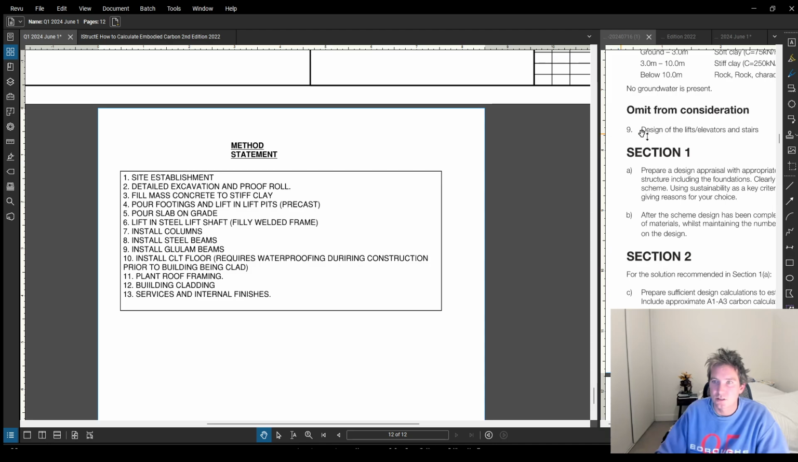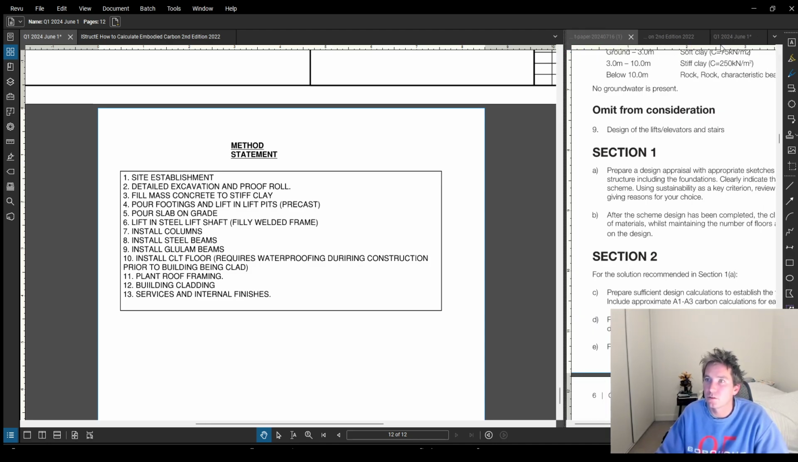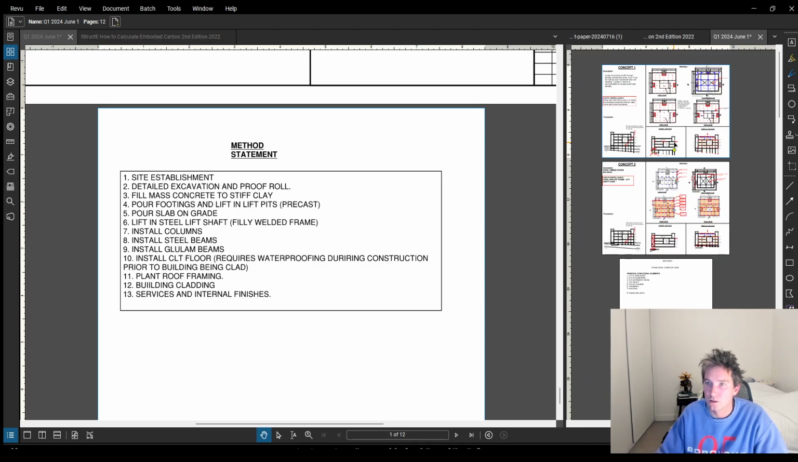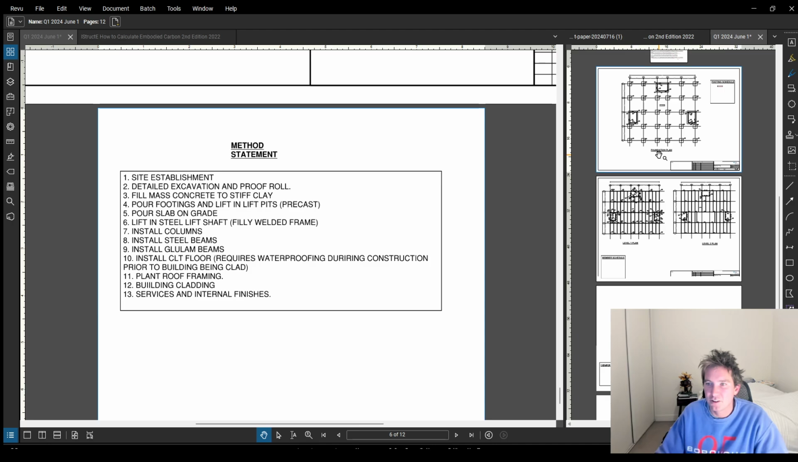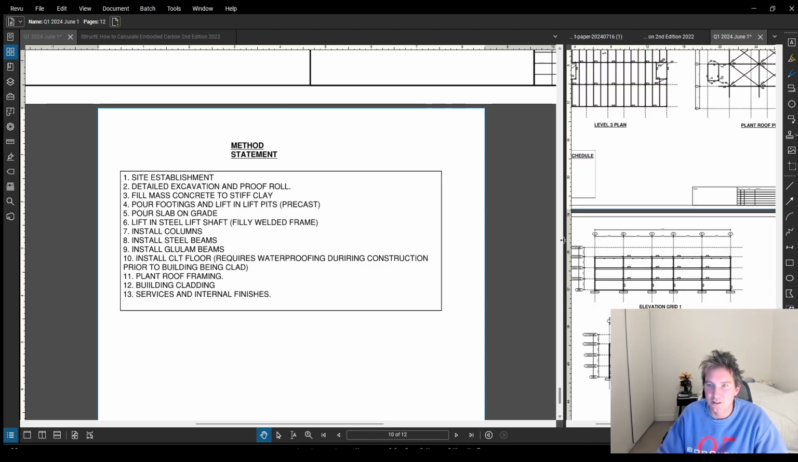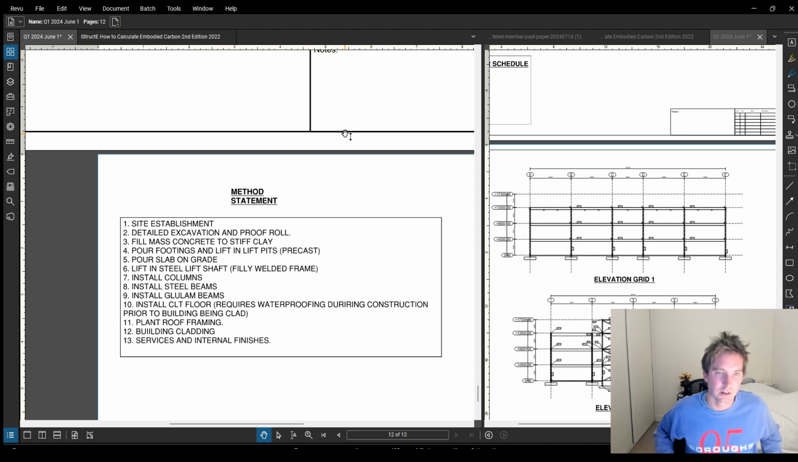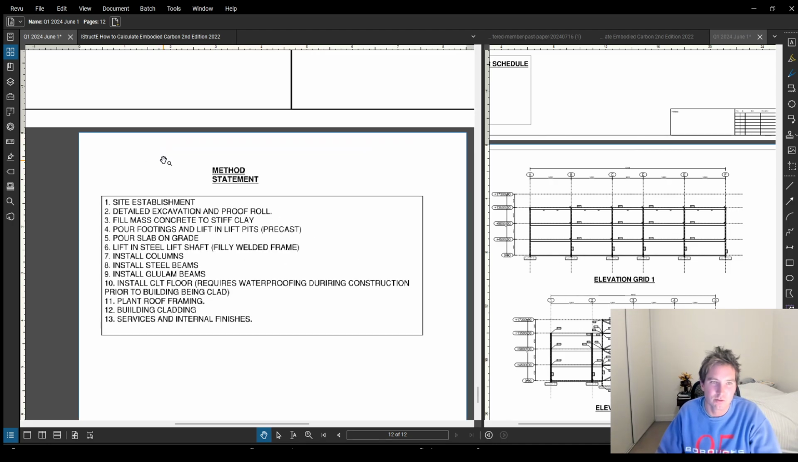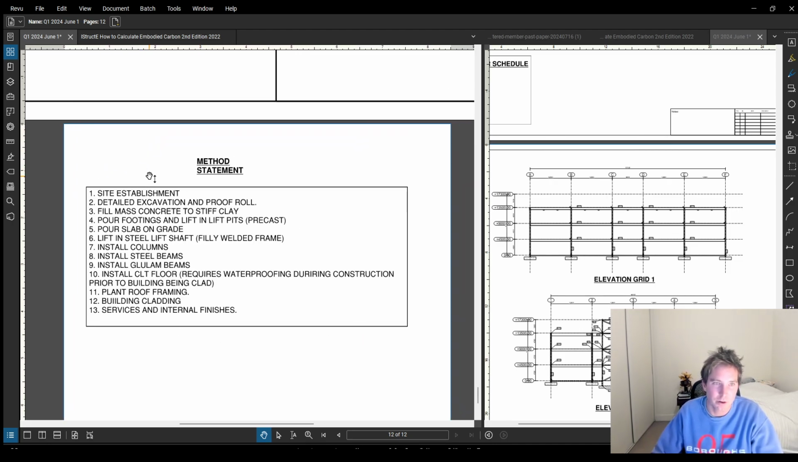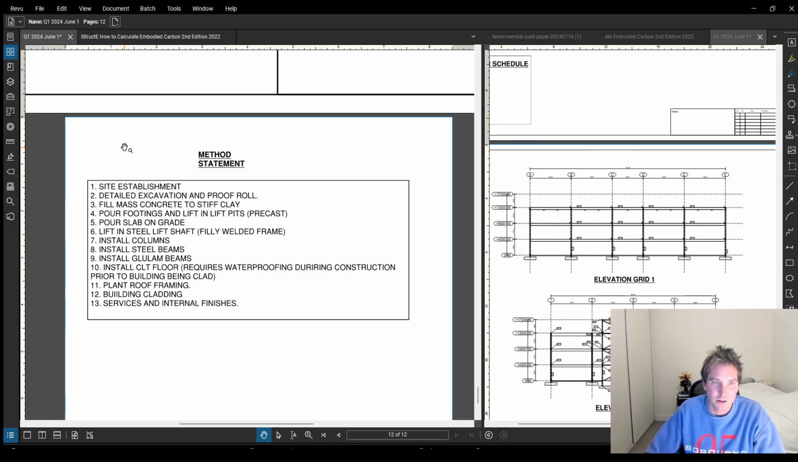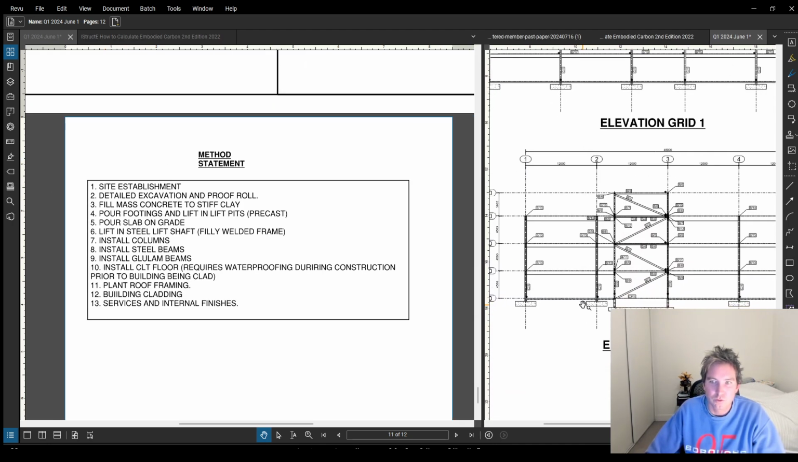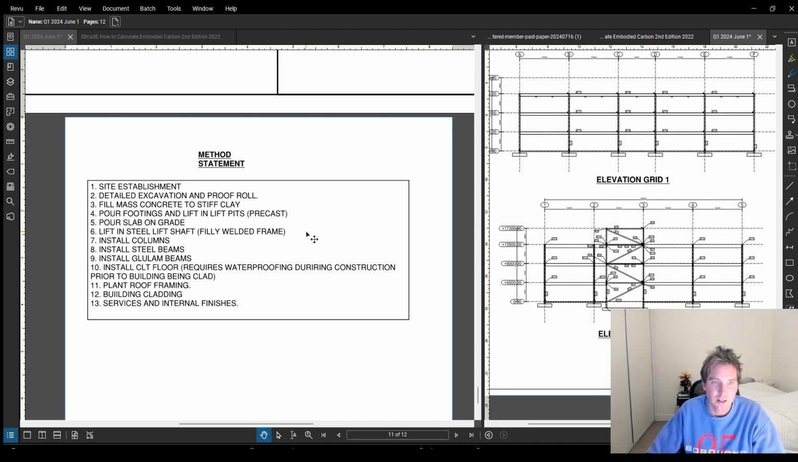So I've got site establishment. I don't know if you're going to get any marks, every site needs to do that, but it's not really specific. I've read a few of the examiner reports, and they want you to understand the actual unique problems for this project, and avoid just being a generic thing here that can be copied and pasted anywhere. Anyway, in saying that, I've been a bit generic. I've got site establishment, then I've got detailed excavation and proof rolls, so that'll get me down to the soft clay layer that we identified in my foundations.